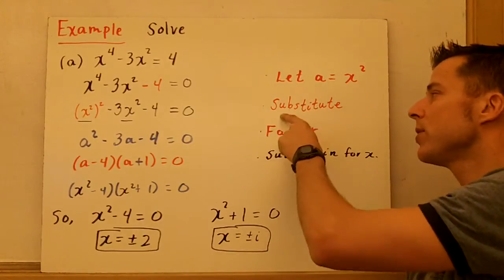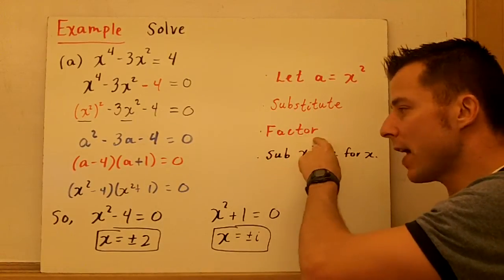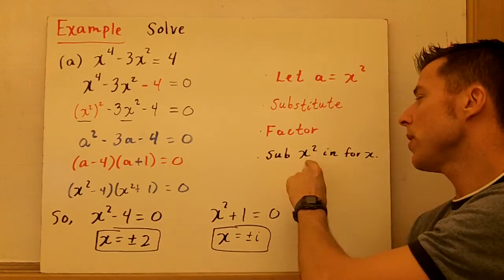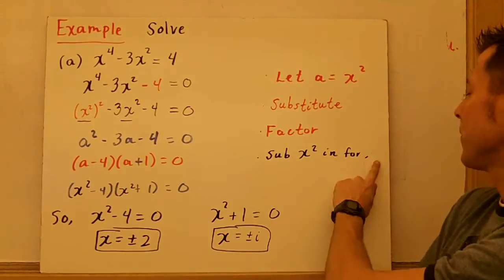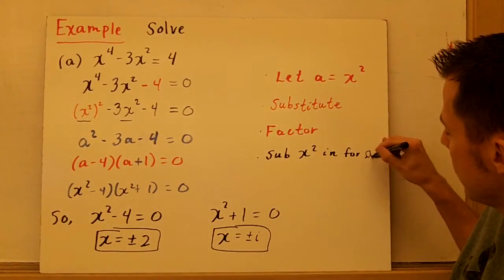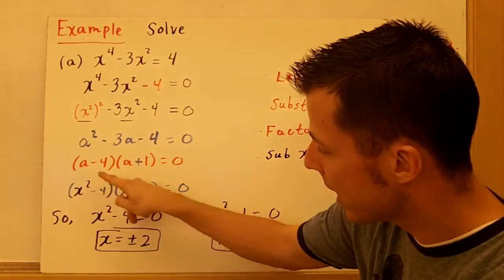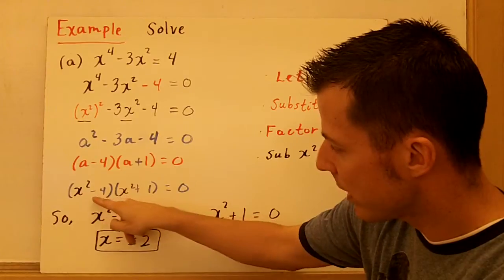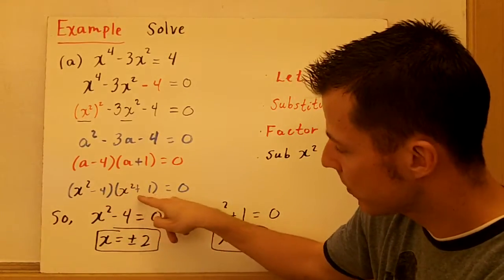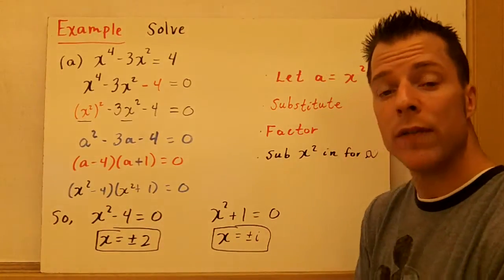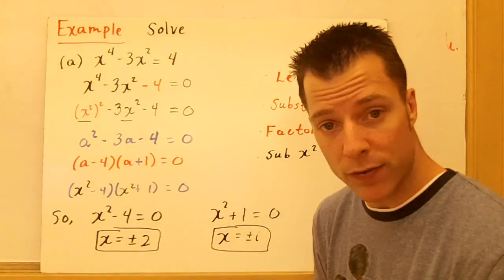Now we substitute our value for a in. We factored it. Now you resubstitute x squared in for a. Okay, not x, for a. So that's what this last step is. Instead of writing a, we go back to x squared. So we have x squared minus 4, that quantity times x squared plus 1. So now we factored by bullet 1 on the first page.